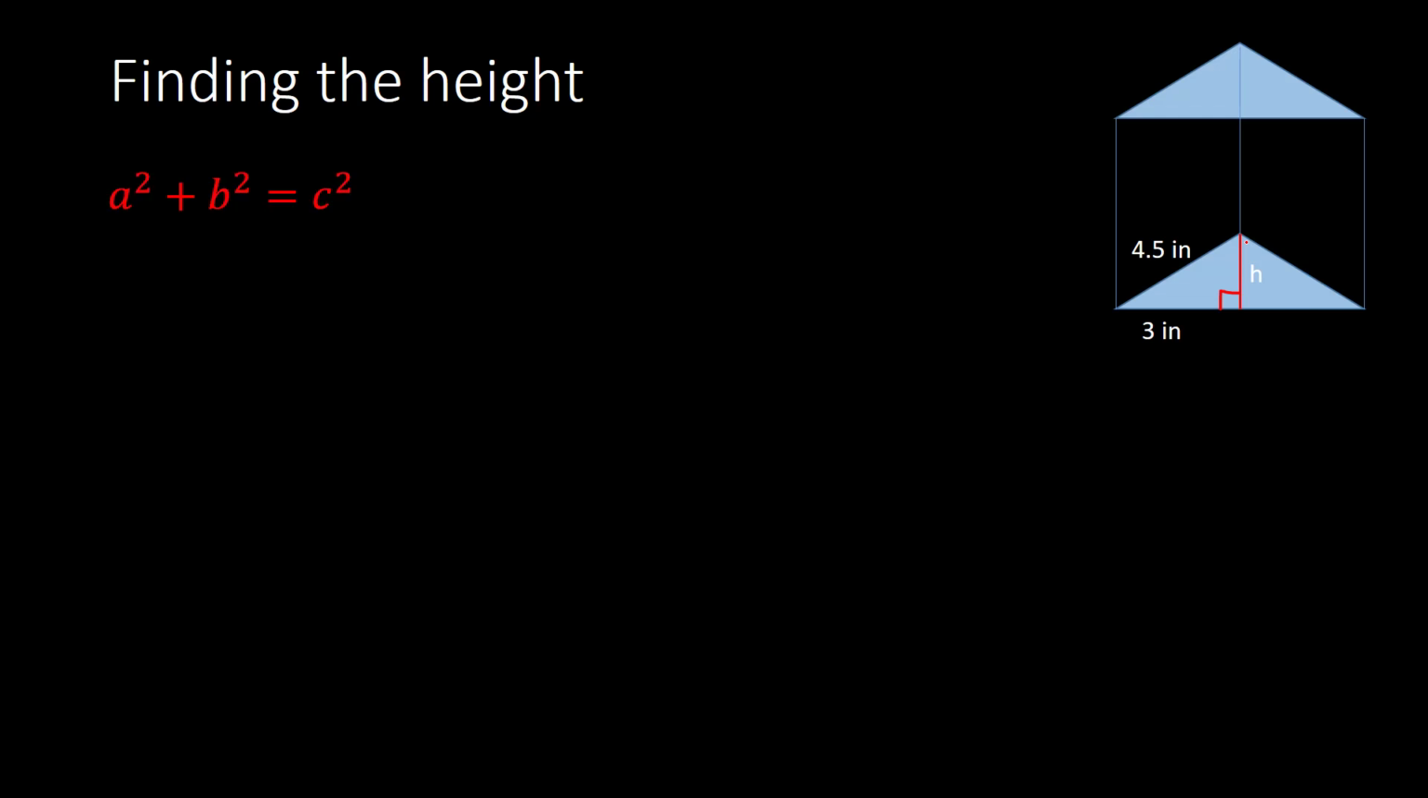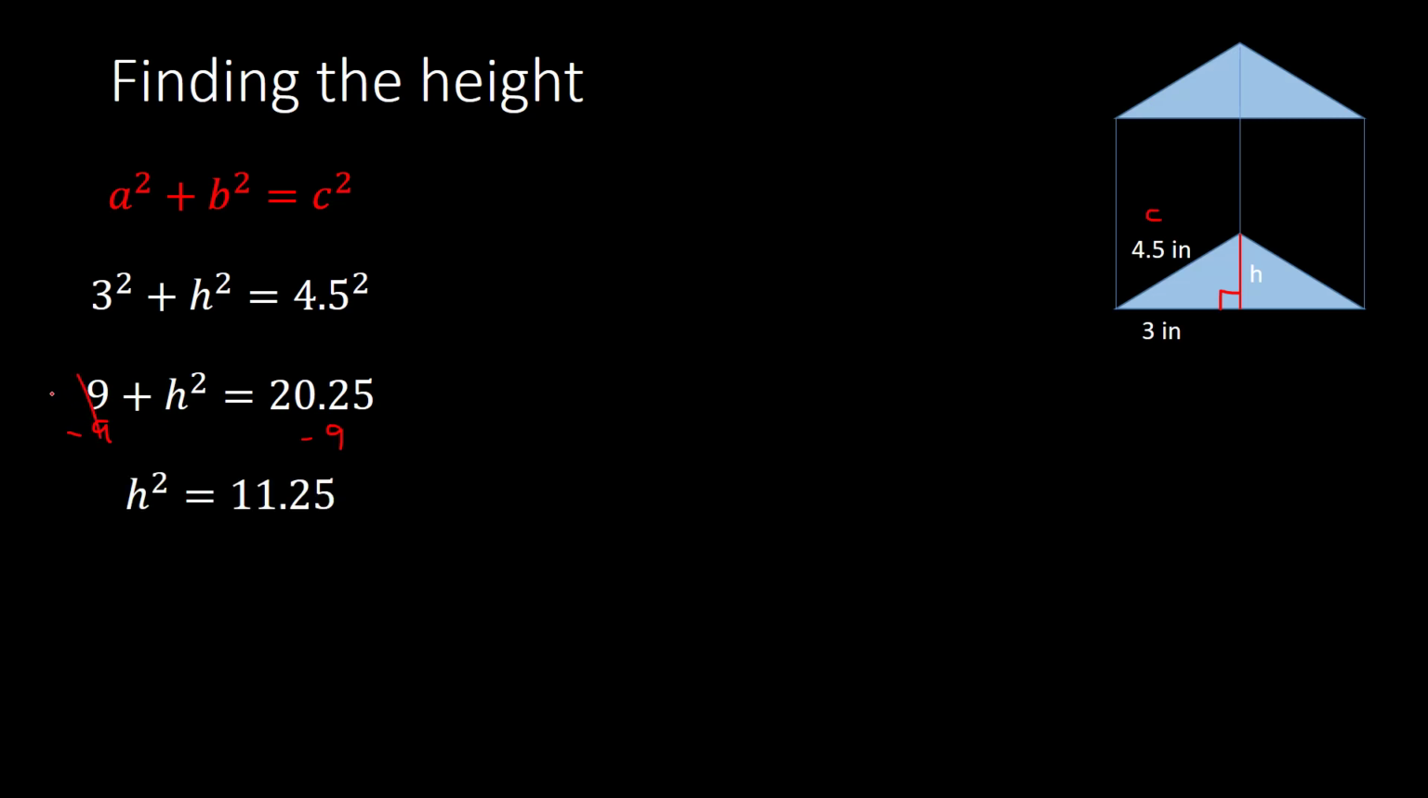So Pythagorean theorem says a squared plus b squared equals c squared, where c is your hypotenuse, which would be across from the right angle, so 4.5 would be your c value. So plug 4.5 in for c, plug a 3 in for either a or b, and then you solve this for h. So 3 squared is 9, 4.5 squared is 20.25. I can solve for h by subtracting 9 from both sides, and I'm left with h squared equals 11.25.